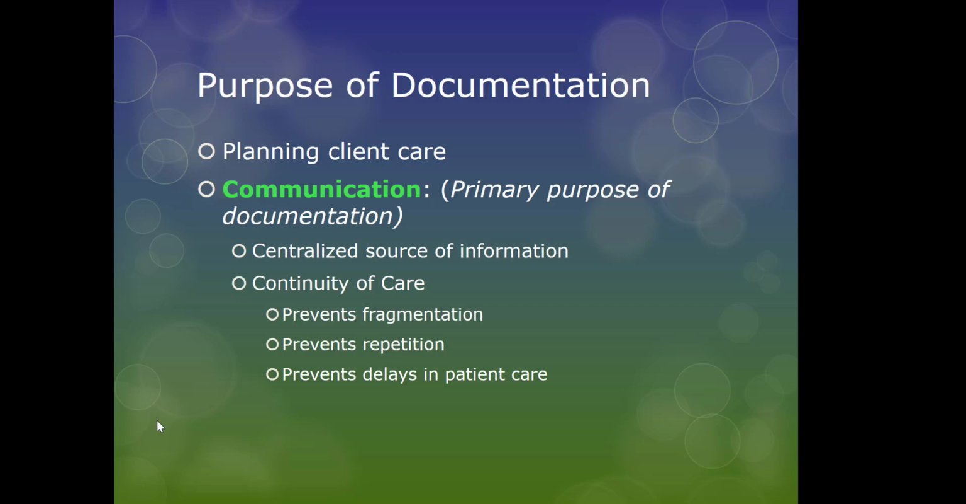All right, so we use a patient medical record to plan our client's care. And while you guys haven't done care planning yet, we are getting there, and you will start to see how this all fits together. I promise it really does come together at some point. Communication is the primary reason we document, because we need a centralized source of information. Without that centralized source of information, we would be very fragmented. We would have people just charting random things or doing random things, and everyone wouldn't be on the same page. Whereas having a centralized source of information helps us to provide continuity of care.